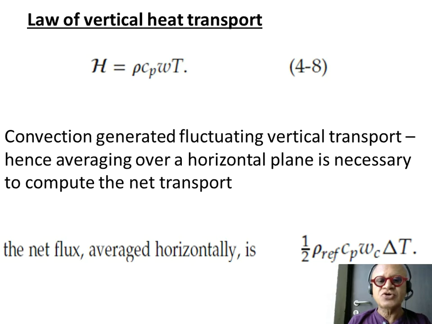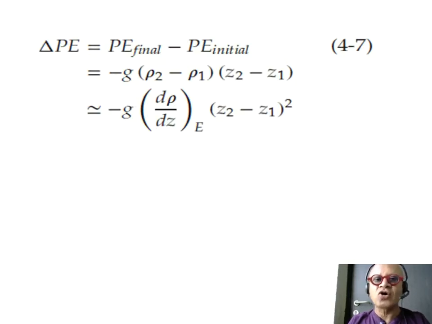So average horizontally, it turns out to be approximately 1/2 of some reference density, Cp times Wc, which is the convective motion, times delta T, because remember we are always moving in an environment which has a temperature profile, so it is the change in temperature of the parcel that's going to determine how much net heat transport happened. Obviously we are doing this in a very simple hand wavy kind of way because we are not deriving the equations here.